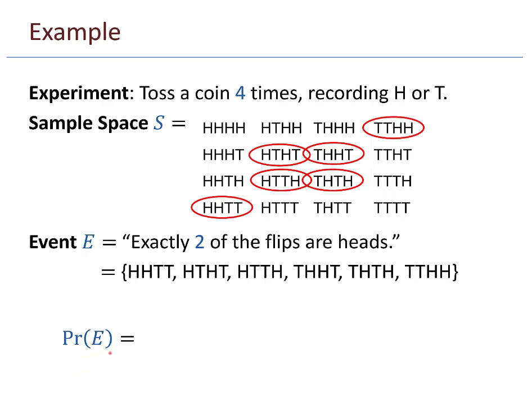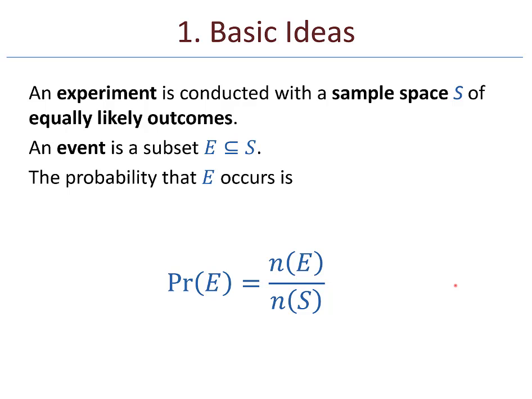I denote it PR of E, the probability that event E occurs. And so that is 6 out of 16. So the size of the event divided by the size of the sample space, which reduces to 3/8. In general, we say an experiment is conducted with a sample space S of equally likely outcomes. An event is a subset E that's a subset of S. And the probability of E is the number of elements of E divided by the number of elements in S.